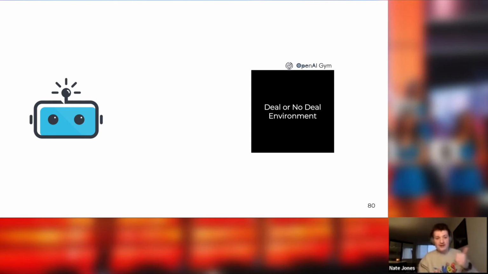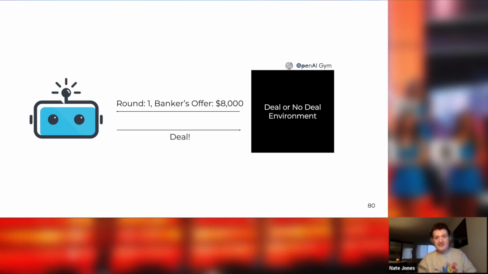So at first, our model might not know anything. It doesn't know what cases are, or a banker, or even how charming Howie Mandel is. So what happens is, it's round one. The environment says that the banker has made an offer of $8,000, and the agent can kind of just guess. So it guesses deal, which if you've seen Deal or No Deal, you'll know that $8,000 is awful. What we can do, though, unlike a real game, is we can actually fast forward a parallel universe where the model had actually said no deal and continued playing.